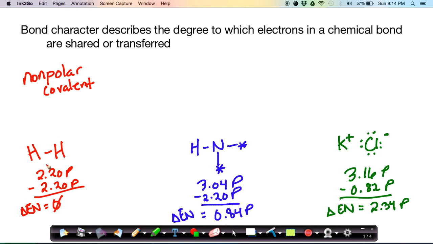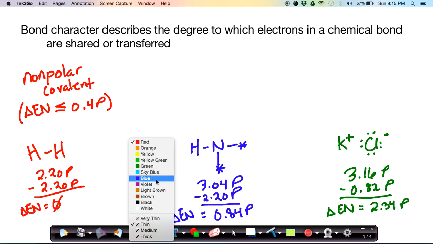The electrons might not be shared equally, but they're very nearly shared equally in cases where the electronegativity difference between the atoms is low. So what is the threshold here for nonpolar covalent? We're looking at differences in electronegativity that are less than or equal to 0.4 Pauling. That is how we are going to quantify the nonpolar covalent bond. And that's what we see with the diatomic hydrogen molecule.